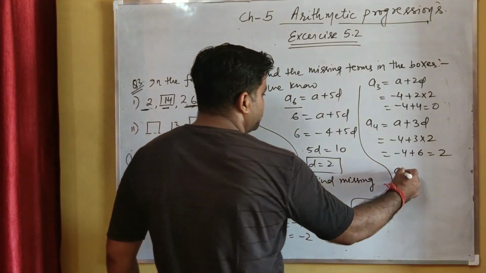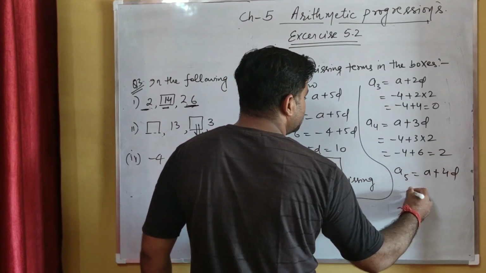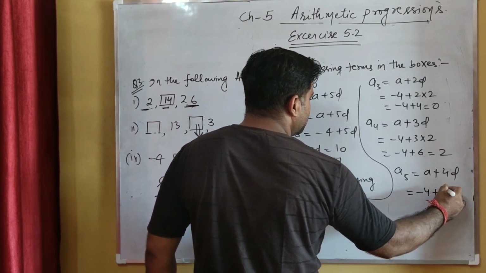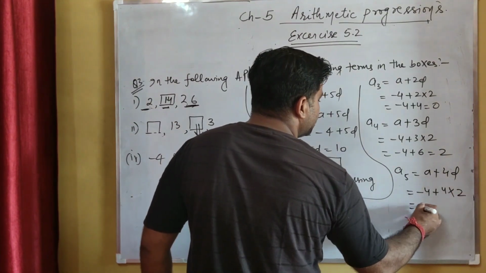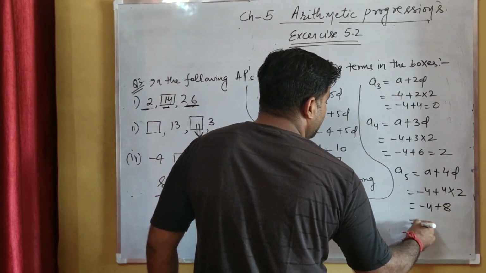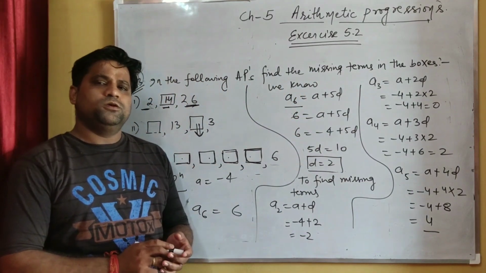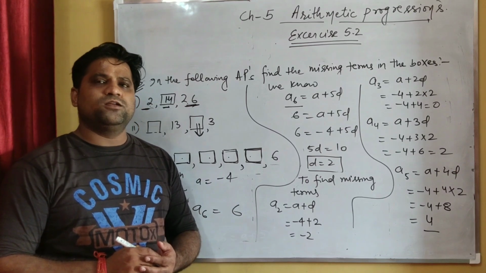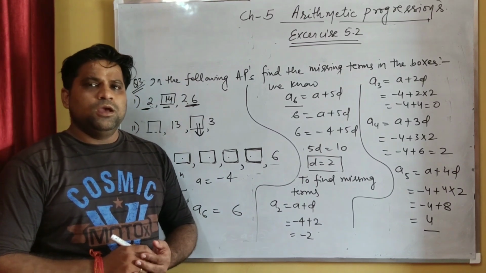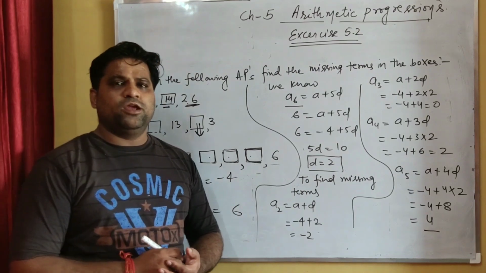Now let us come to the fifth term, which is a plus 4d, so it is minus 4 plus 4 multiply 2, so it is minus 4 plus 8, which is equal to 4. So I hope you have understood the concept of how to find the nth term of an AP. Please do the remaining questions of question number 3 in homework.